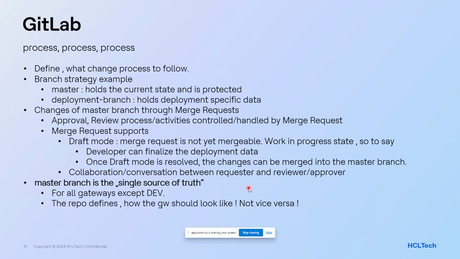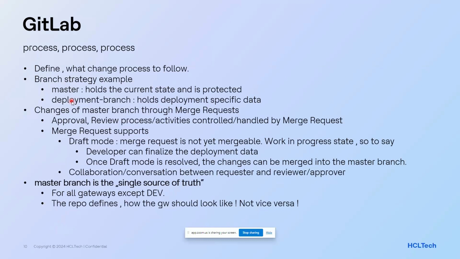Okay, cool. I just wanted to talk a little bit about the branch strategy we are using here. A very simple one. We just have a master branch which holds the current state of the gateway and is, of course, a protected one. Protected means the master branch isn't changeable so easily, only by merge request from other branches. And when we do deployments, we have a deployment branch which holds the deployment specific data only.